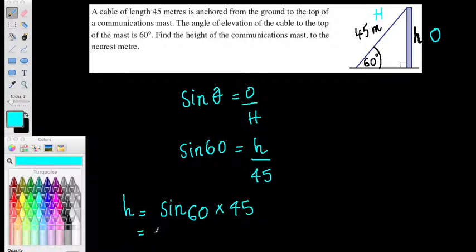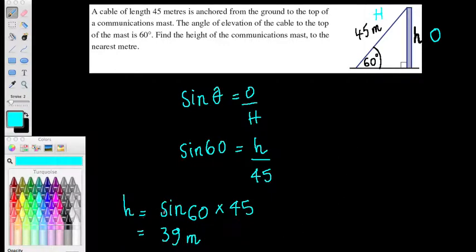Now remember, calculator always. With trigonometry problems, you will need it. I'm typing that into my calculator now. Sine 60 multiplied by 45. And I get 38.97. Now remember in the question up here it said to the nearest meter. So if I've got 38.97 meters, what I'm going to do is round that up to 39 meters.